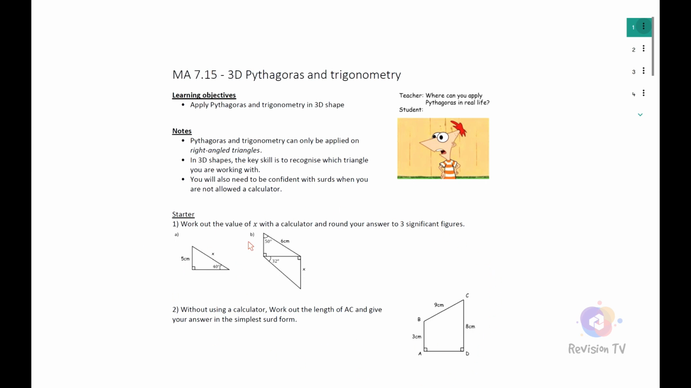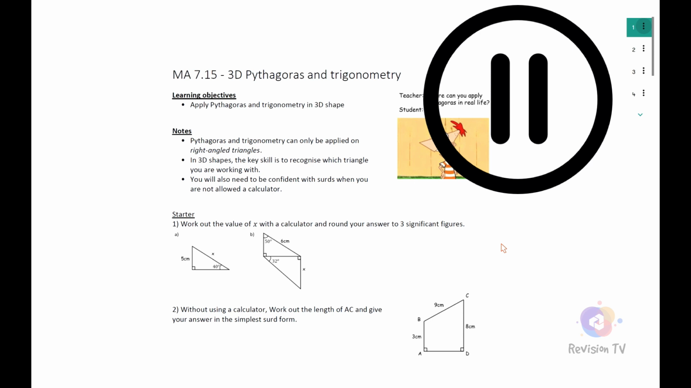Okay, just a bit of a test of your understanding, whether you remember how to do trigonometry and Pythagoras. All right, pause the video, have a go at the question. When you're ready for the answer, you can press play.